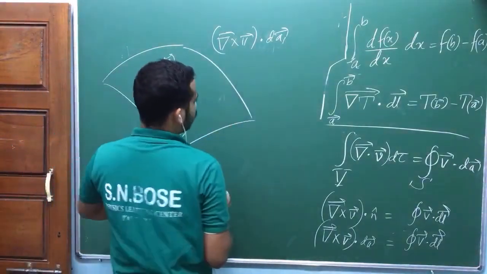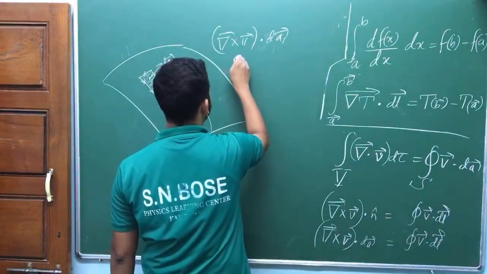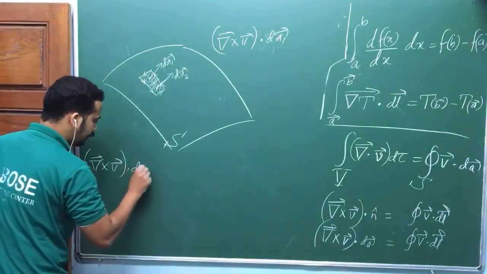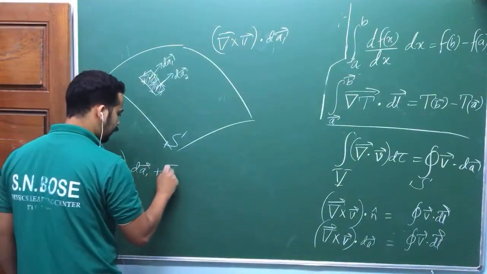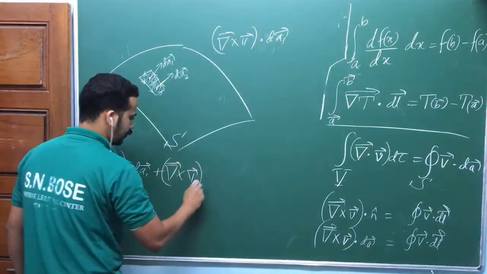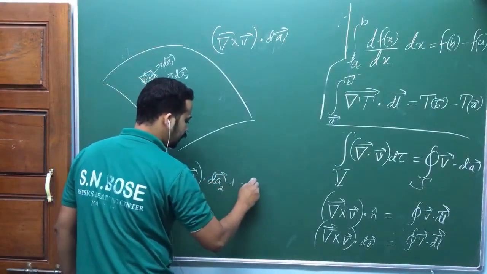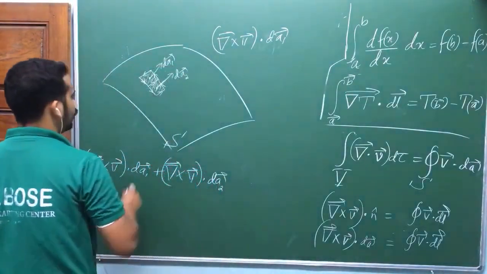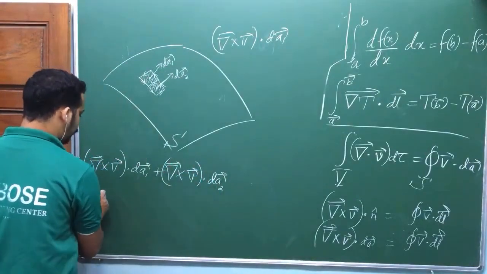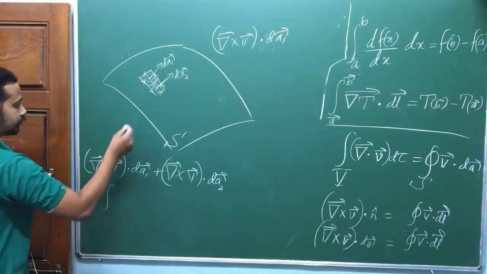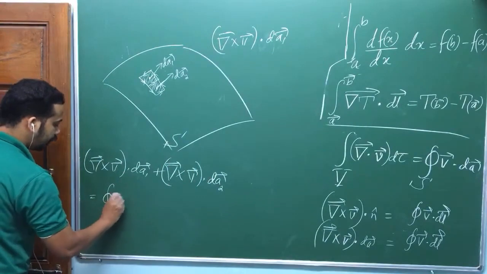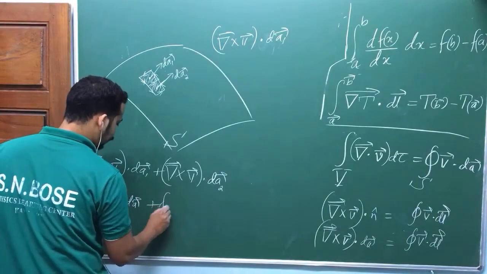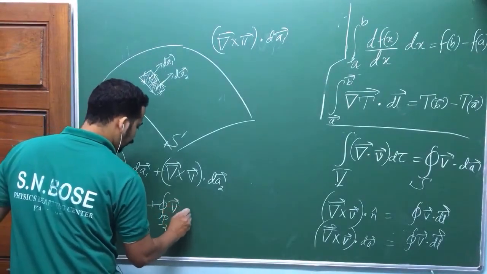Now what I do is I'm going to add this one actually, plus. So del cross V dot dA1 vector, plus del cross V dot dA2 vector, plus again like that I do. Let me take only 2. Is that okay? So that is equal to, what is this one? Can I say P1 closed integral of V bar dot dl bar, isn't it? Plus let me call this P2, V bar dot dl bar.